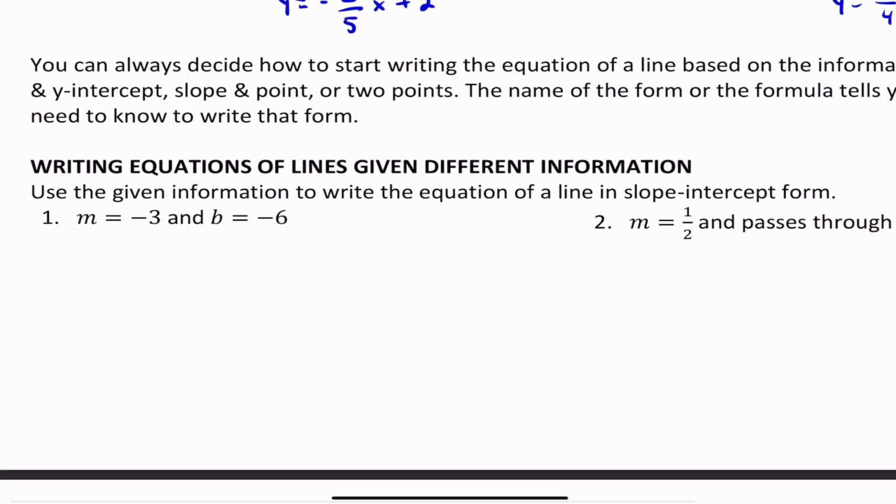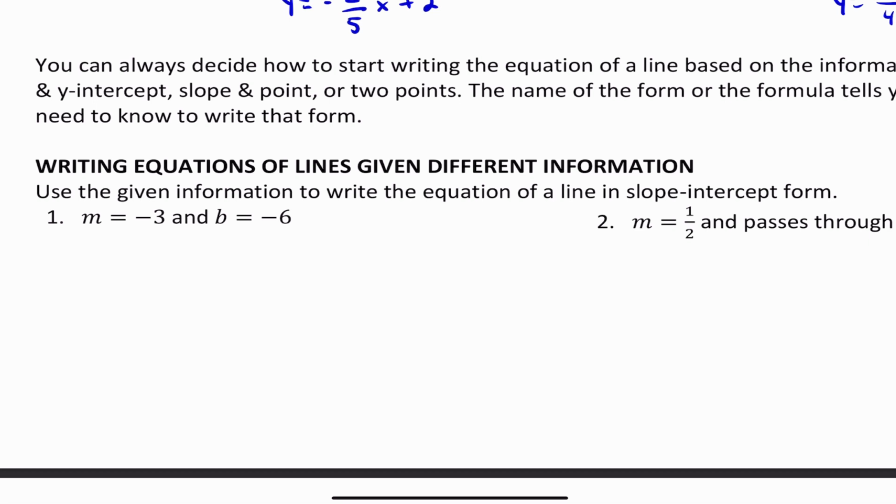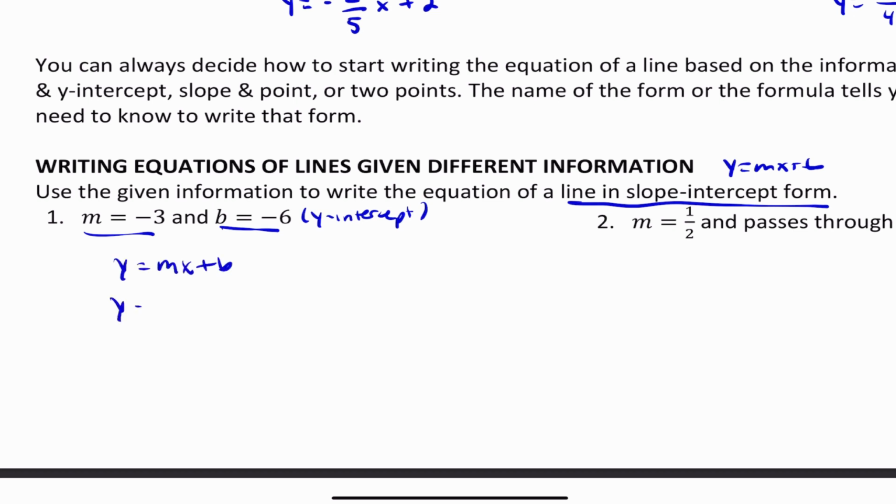So here, let's go ahead and discuss writing equations of a line given different information. Use the given information to write the equation of a line in slope-intercept form. So y equals mx plus b. So I have slope, and I have my b, that's the y-intercept. Okay, so y equals mx plus b, y equals -3x, and then since this is plus, I have to drop the plus sign, then I put my -6.